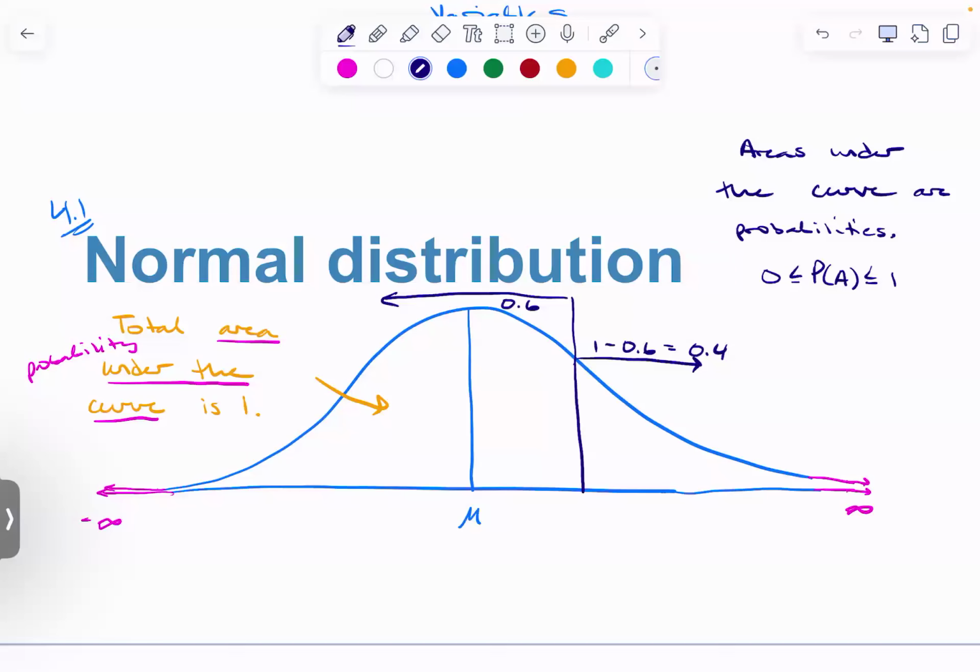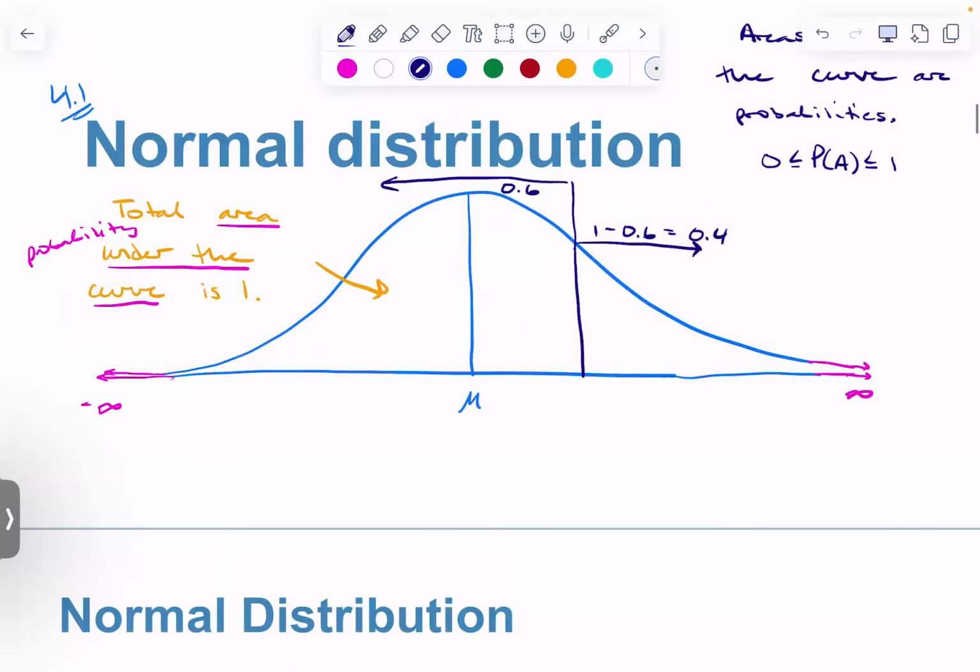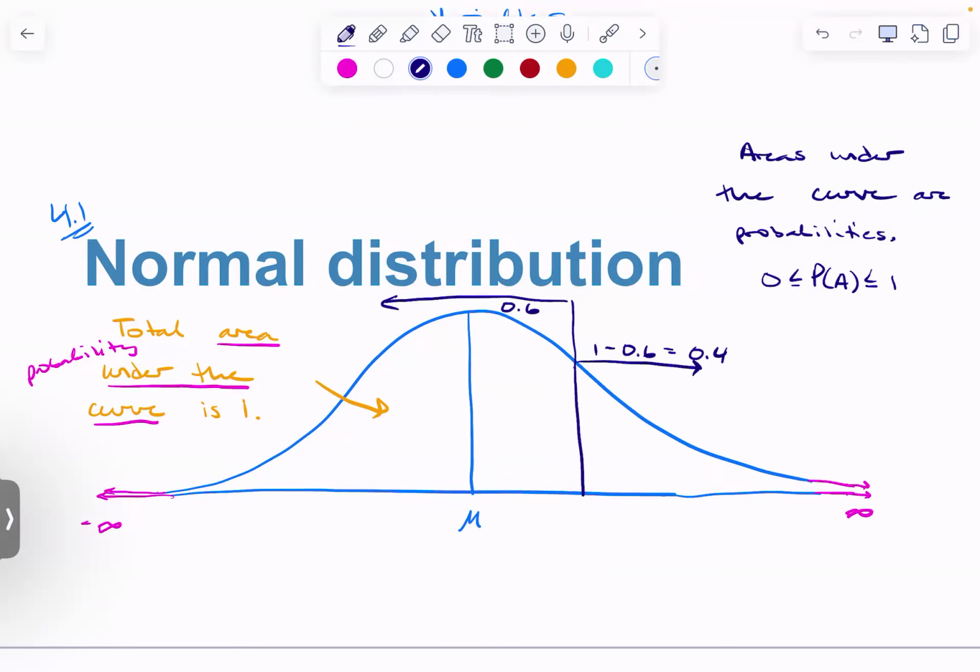Anyways, probabilities have to be between 0 and 1. Okay? And so what we're going to do is we're going to use the table to find areas under the curve, which are probabilities. Okay, let's see here. I'm trying to not do every slide on the first slide because I normally do that. Like, here's another thing you need to know.